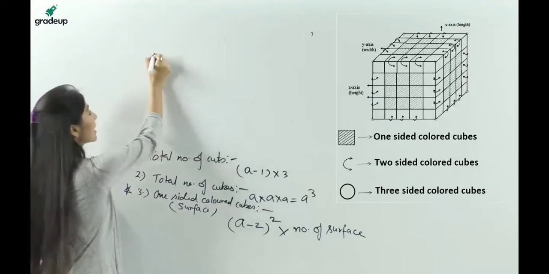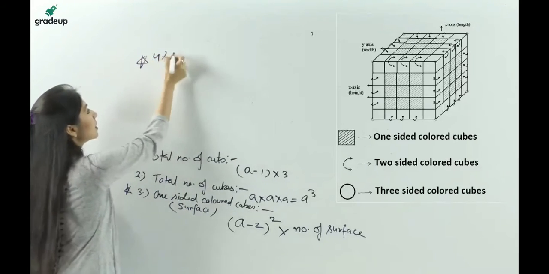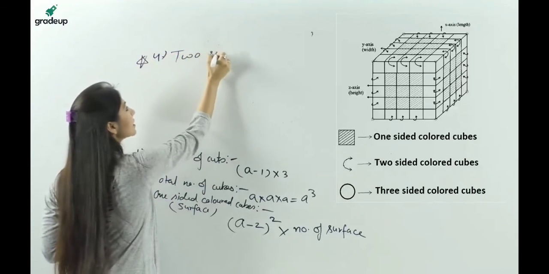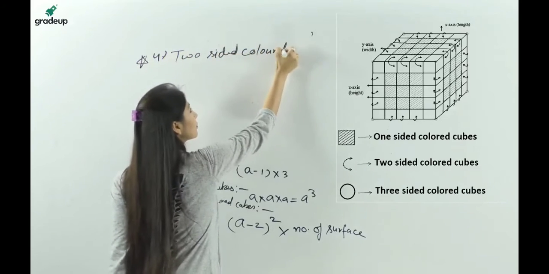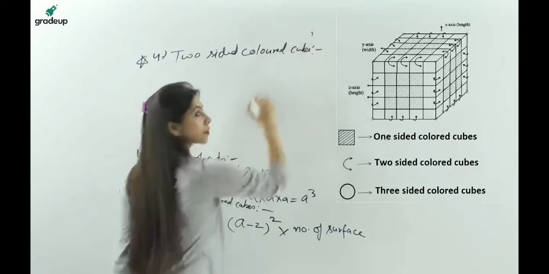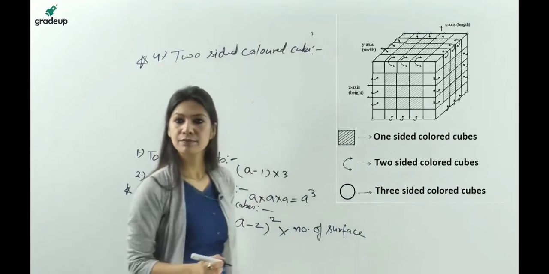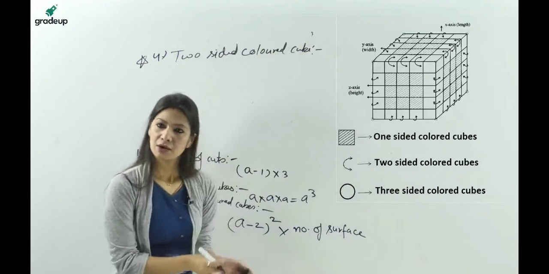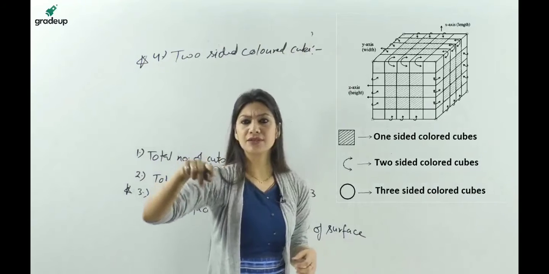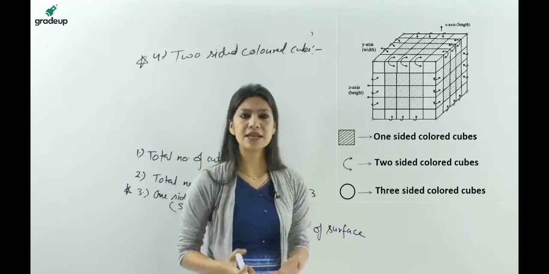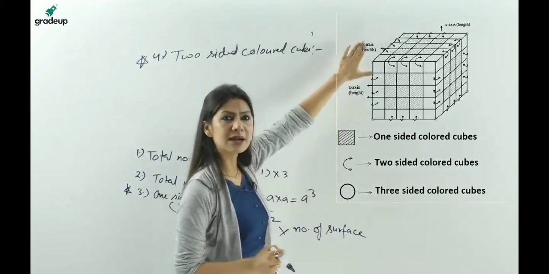So here is the next point, the fourth one. It is the two-sided colored cube. All right, that's good, student. In case there is any problem, do write it, okay? If later on I see it, I will make you understand. So let's come to this point, okay?